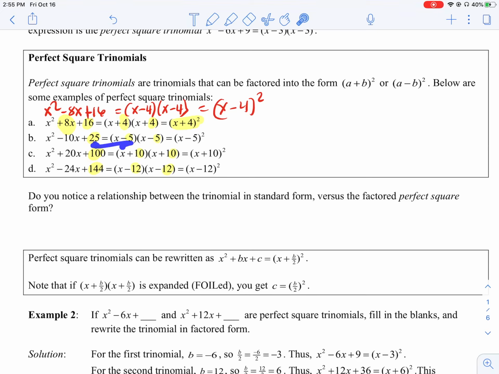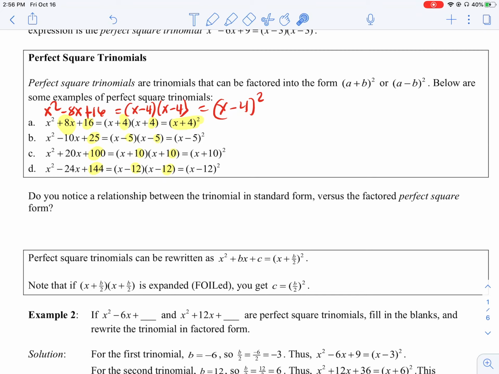So just like another example, for the 25, we know 25 is 5 times 5, but why do we have a negative 5 in here? The reason is because we have a negative 10 in the middle. So if that was x squared plus 10x plus 25, then I would have to give (x + 5) and (x + 5) in my final answer.